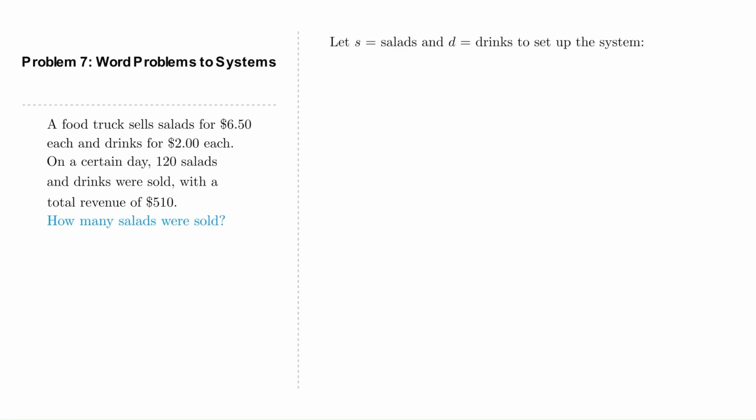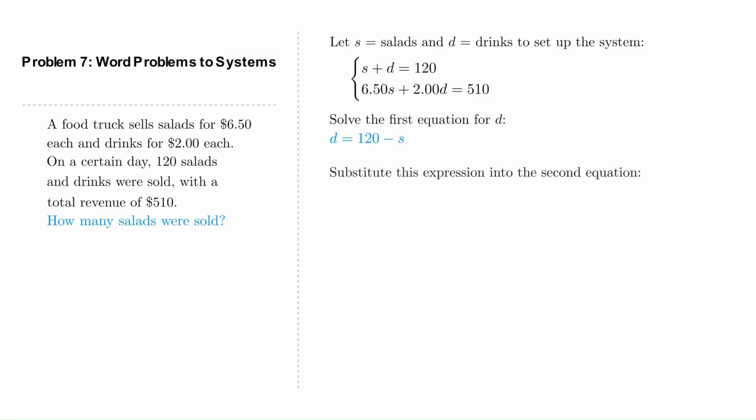Let's define our variables to construct the system. We will let S represent the number of salads sold, and D represent the number of drinks sold. Based on the information provided, we can write two equations. Now you can use Desmos to solve this system of equations quickly or use the substitution method as it is presented here. Therefore, the food truck sold 60 salads on that day.